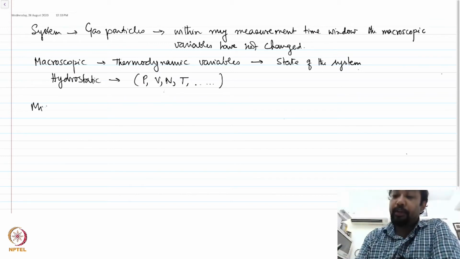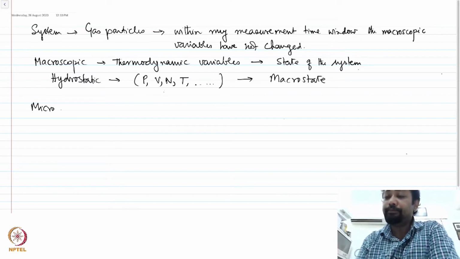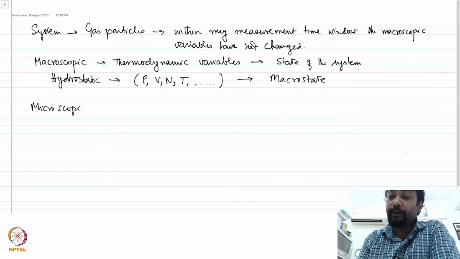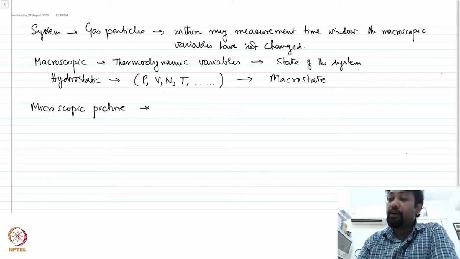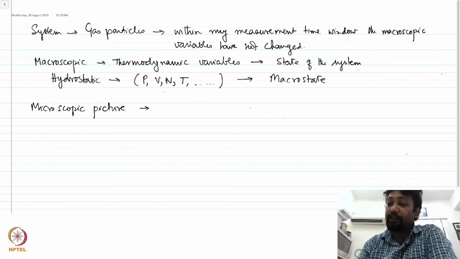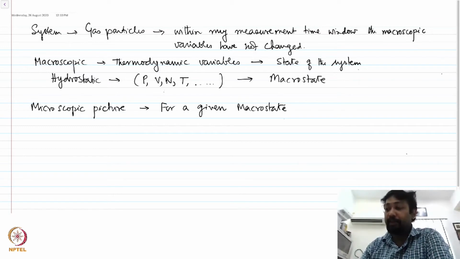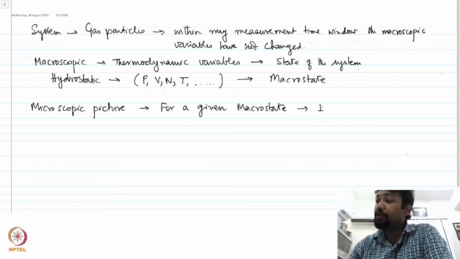What about the microscopic picture? But okay, so this is what is called a macro state of the system. What about the microscopic picture? Now for this particular system, for a given macro state, which means for a given value of pressure, volume, particle number and temperature, there corresponds an infinite number of microstates.